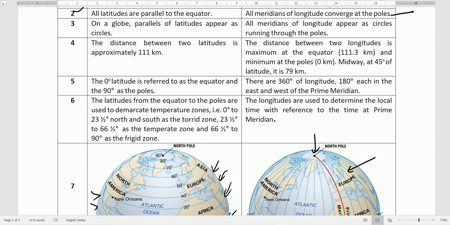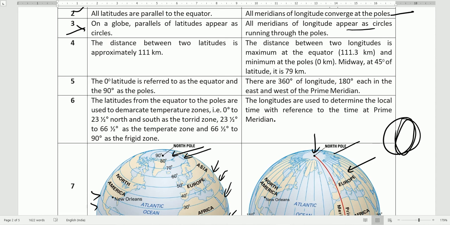Then the third point: on a globe, parallels of latitude appear as circles, as you see here. All these are parallels of latitude, and they form circles when we see them on a globe. And all the meridians of longitude appear as circles running through the poles. Just see here, this is the globe, and all the meridians form a circle in this way.